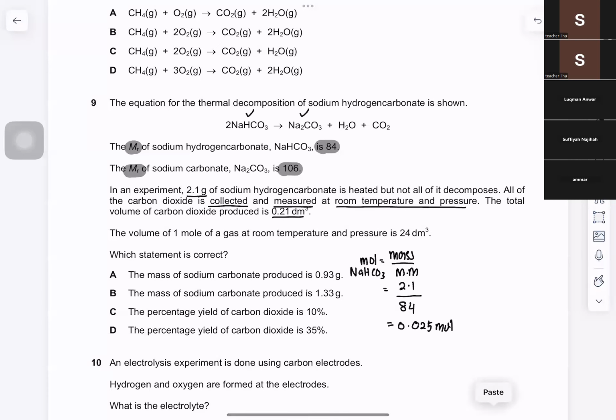Chemistry ni memang after you calculate mole, they always have a ratio. Teacher, why I need a ratio? Okay, you kena faham. The information will give you the sodium hydrogen carbonate, you nak calculate the sodium carbonate. So that's why you need to do the ratio. Because 2 mole of sodium hydrogen carbonate will produce 1 mole of sodium carbonate.